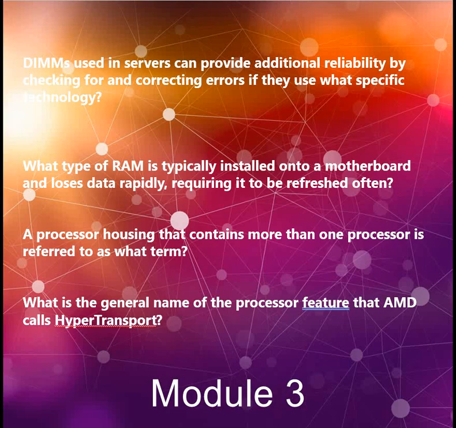So question 7. A processor housing that contains more than one processor is referred to as what term? First is your multi-house processor. That is incorrect. Your multi-processor platform. That's also incorrect. Your multi-thread processor is not the correct answer either. But your multi-core processor, that is the correct answer. The multi-core actually has multiple processors.